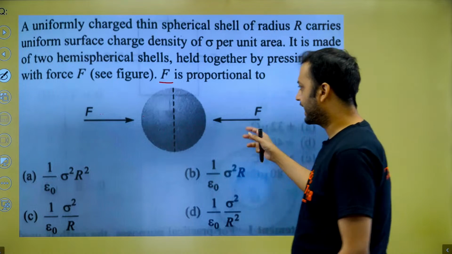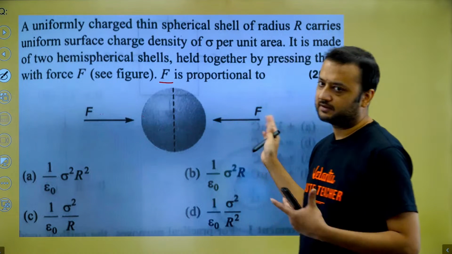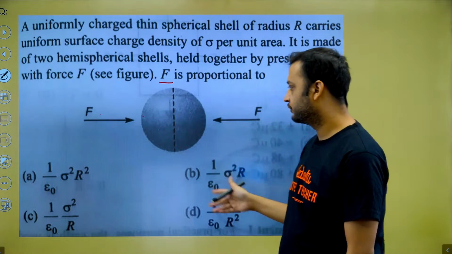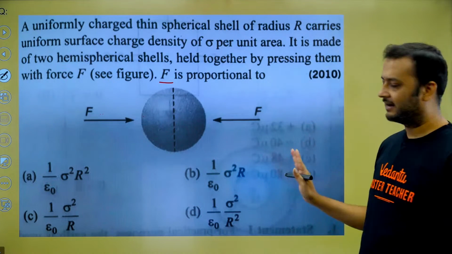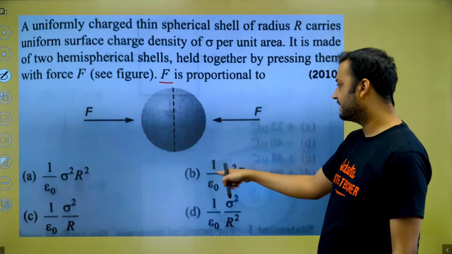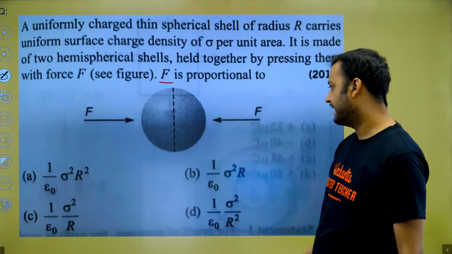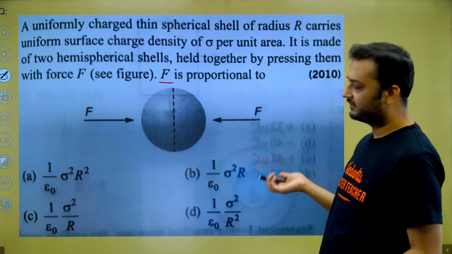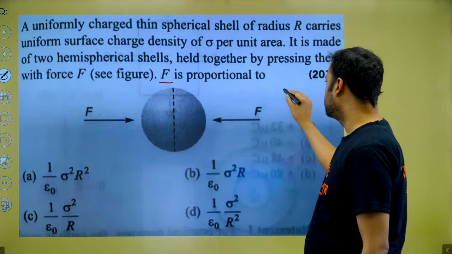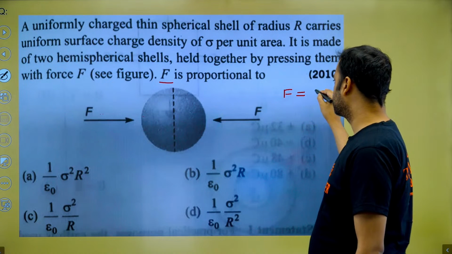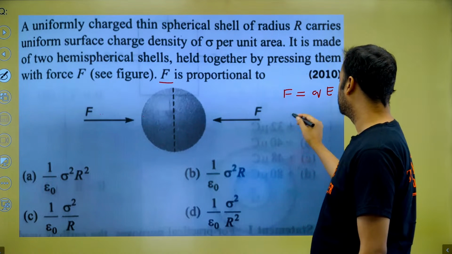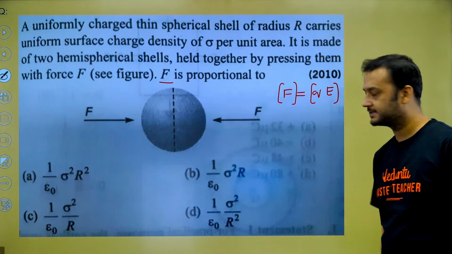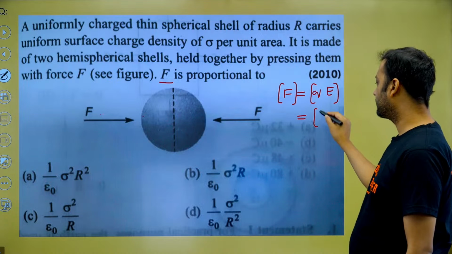The question would actually be solved using electrostatic pressure, but here we have to just find the value of the force. You know, sigma is the charge density here, r is the radius, and epsilon naught is the permittivity of free space, right? So how could you have guessed using dimensional analysis? Very simple. We know that force is nothing but q into electric field, so the dimension of force is equal to the dimension of q into electric field. Make sense, right?